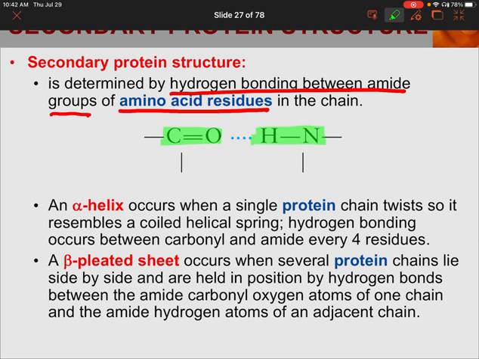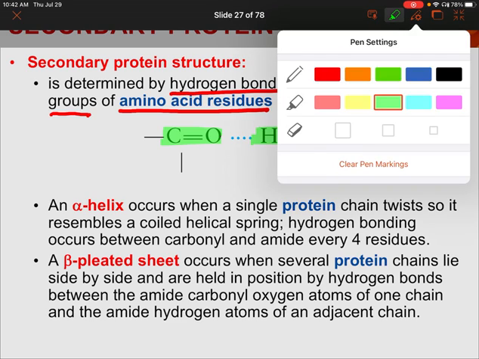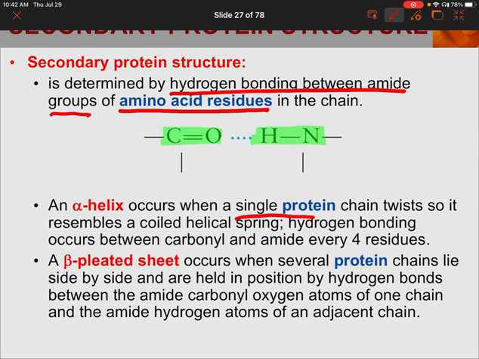So an alpha helix occurs when a single protein chain twists into kind of like a curly Q, or it can also resemble a coiled helical spring. And this is where hydrogen bonding occurs between carbonyl and amide every 4 residues. So let's take a closer look at that.